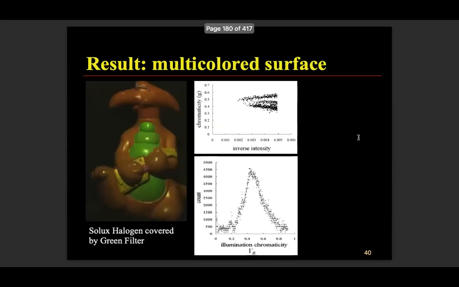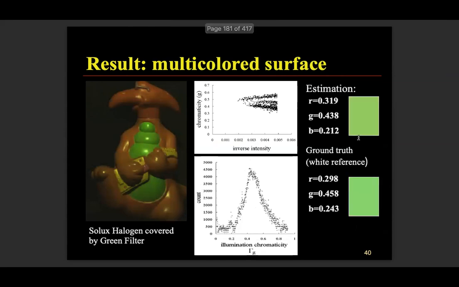And this one is for multiple surfaces. So we have multiple surfaces, which means that we have multiple clusters. But then in the end, counting the intersection gives you the highest value. And that one indicates the correct value for your light color. So that's the estimation, and that's the ground truth.